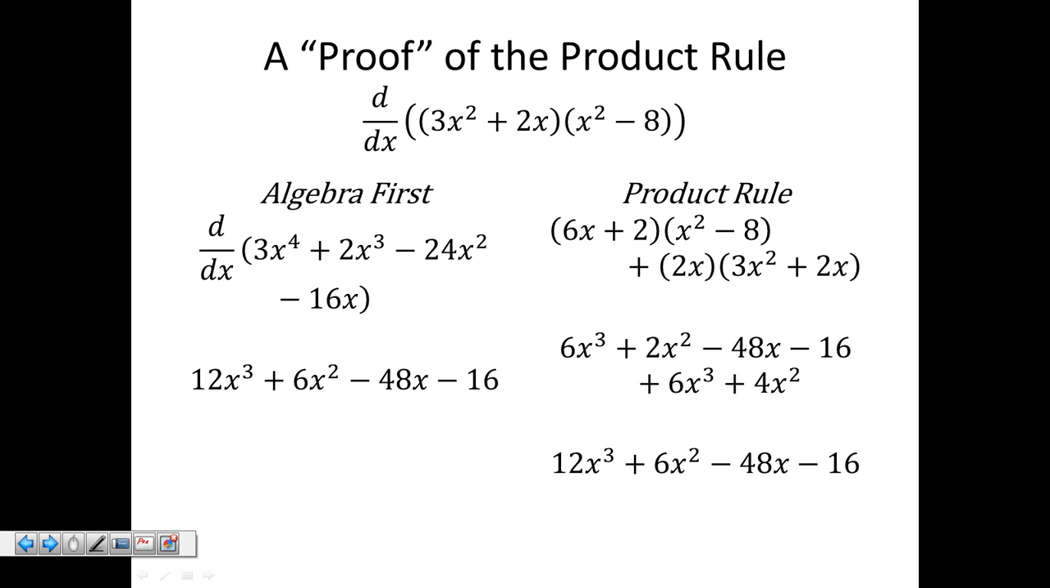Now, you're probably looking at this and going, well, it looks easier if I do the algebra first. Well, this is with just a couple binomials multiplied together. If you want to say, I don't want to do the product rule on these binomials, I'll just go ahead and FOIL and take the derivative, hey, have at it. But there are times where you have to do this.